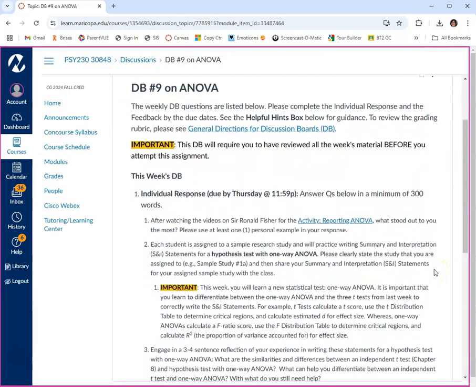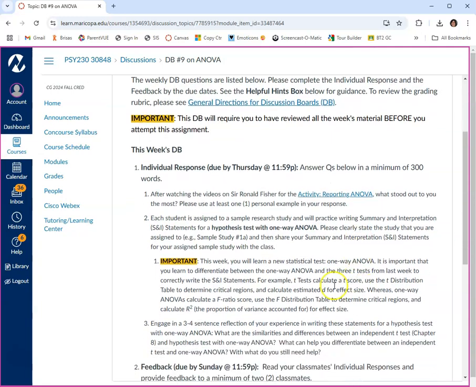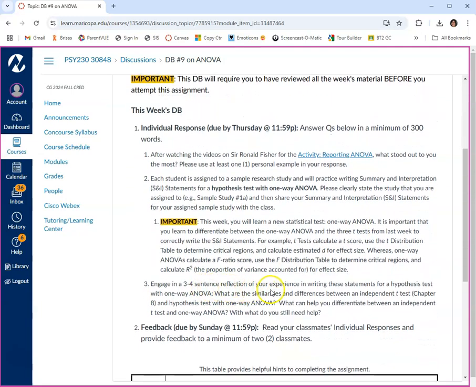The second assignment is discussion board number 9 on ANOVA. This discussion board ties back to the activity on writing summary and interpretation statements. Question 1 asks you to reflect on the videos about Sir Ronald Fisher, after which the F ratio is named. Question 2 asks you to share your summary and interpretation statements for your assigned sample study. And question 3 is a reflection of this experience.